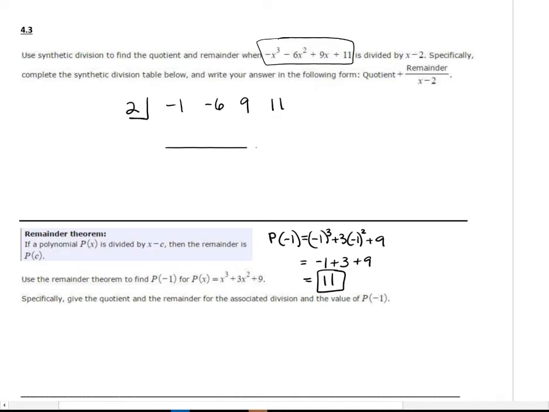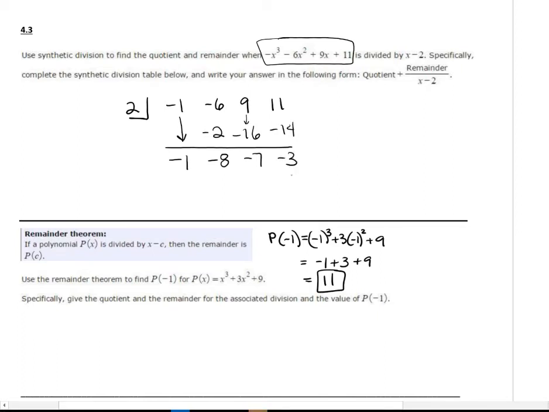Positive 2. Now I'm going to bring the first coefficient down, negative 1. Multiply it by 2 is negative 2. Negative 6 minus 2 is negative 8. Multiply it by 2 is negative 16. Combine your terms, which is 9 minus 16 is negative 7. 2 times negative 7 is negative 14. 11 minus 14 is negative 3.